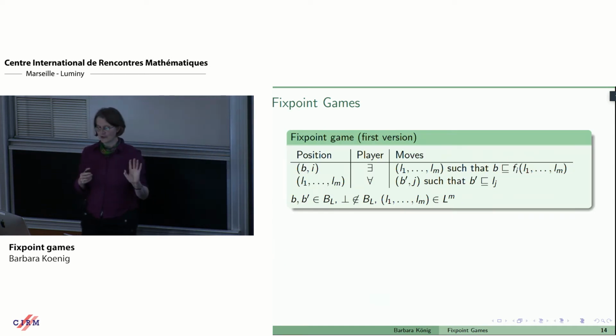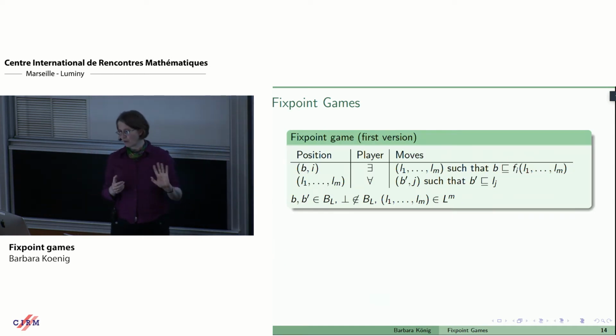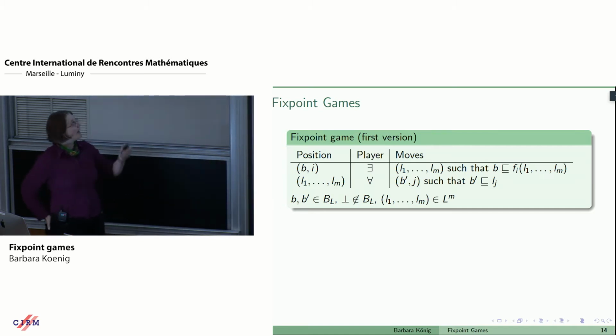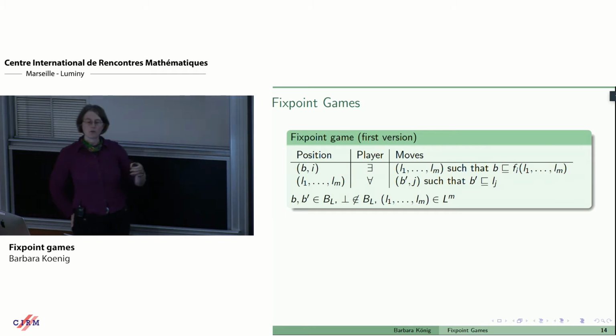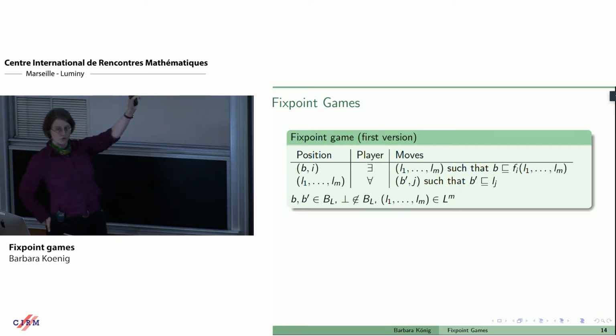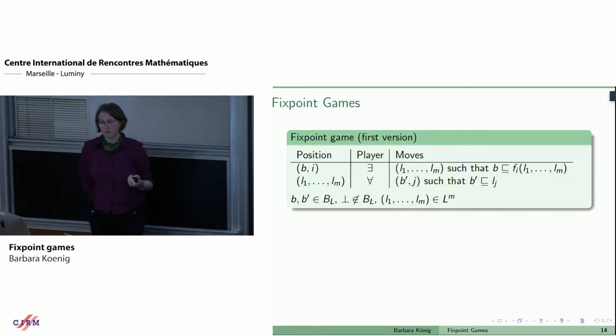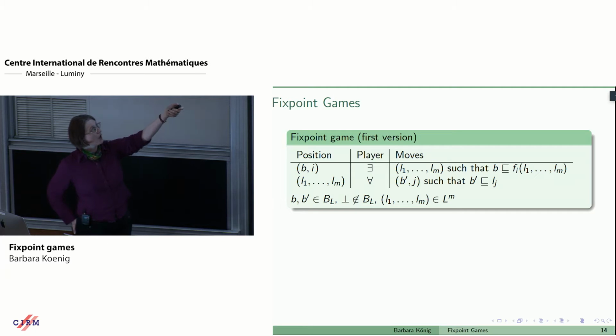So we do the first version, which actually has a bit of a problem that we will see later, but for now we will do this. And we start with b, i, and this means we now want to show that b, the element of the basis, is below the ith component of the solution, and it's Eve's turn. So what does she have to do? She has to provide us with a tuple of lattice elements such that applying f_i to this tuple, you're above b in the lattice order.